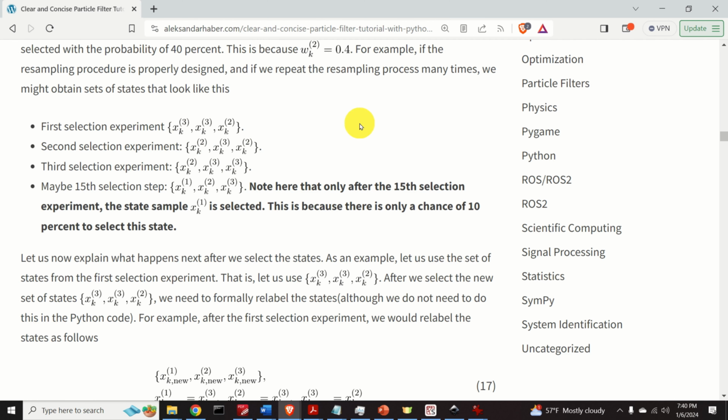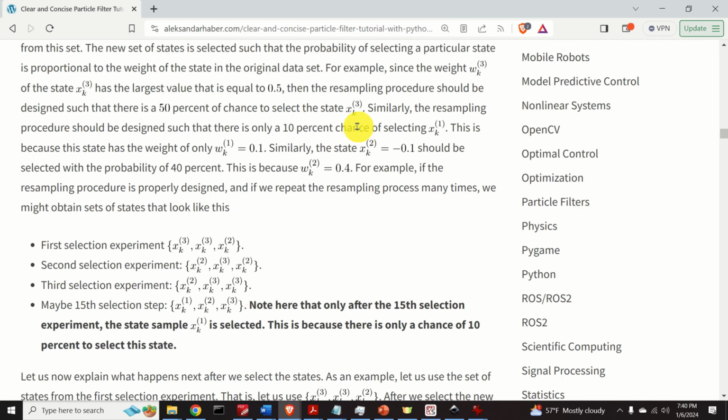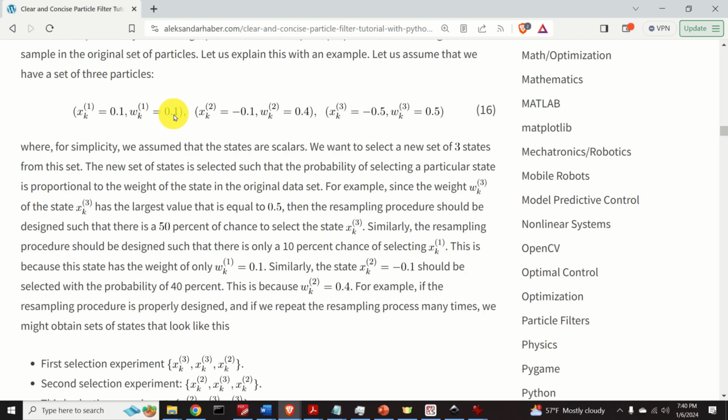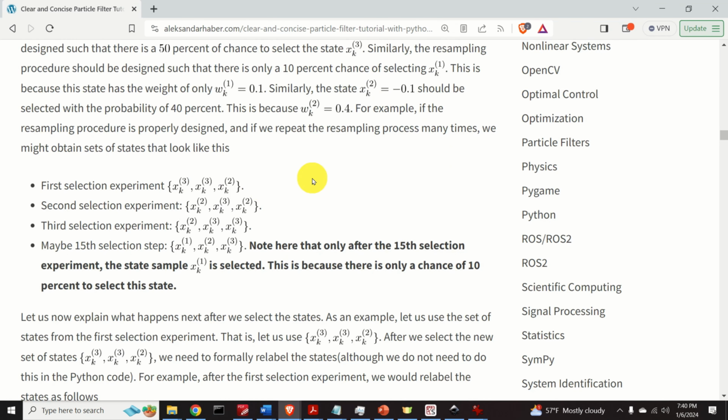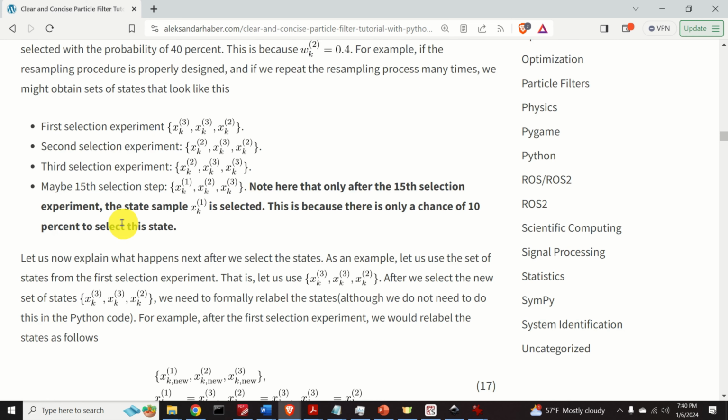This is because the weight corresponding to xk1 has the value of only 0.1. That is, we only have 10% of chance of drawing xk1. This is very important to keep in mind. Then, maybe after the 15th selection step, we will actually draw xk1 and this set: xk1, xk2, and xk3.